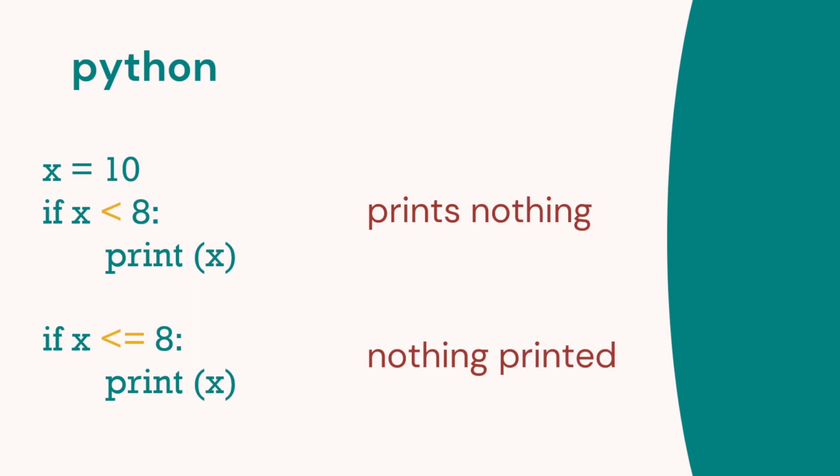Here the operators are changed to less than. So now if x is less than 8, print x. Well, that will print nothing because it's not less than 8. The same, x is not less than or equal to 8. So that will also print nothing.